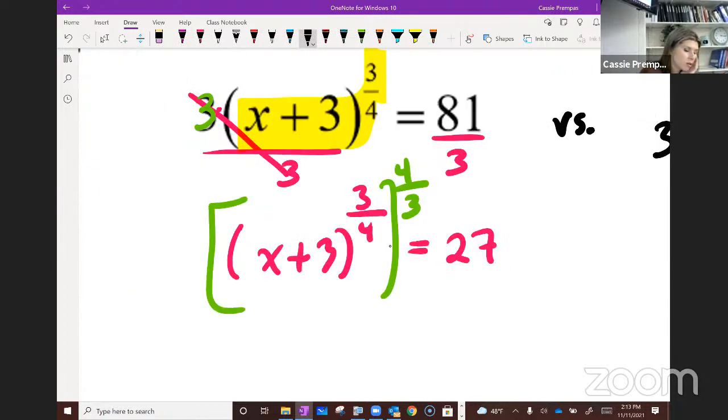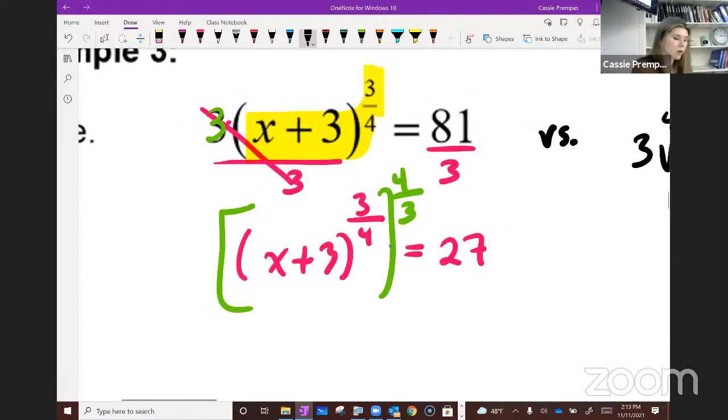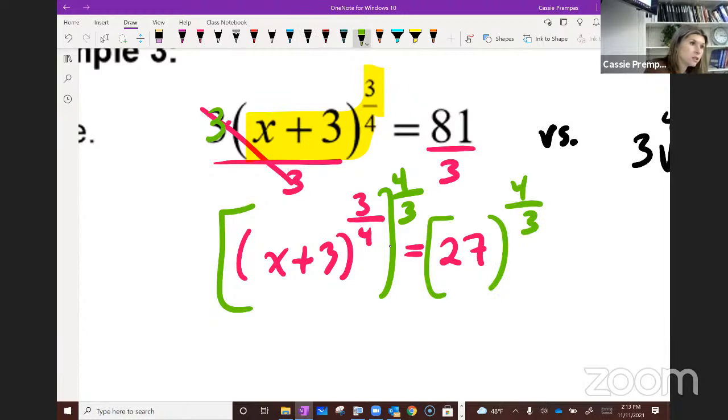I just don't understand what happened. Oh, I'm not done. So now I still have x plus 3 to the 3/4, but I'm going to raise it to the reciprocal power. Now, yes, when you raise an exponent to its reciprocal, it becomes 1. So we just have x plus 3 is equal to 27 to the 4/3.